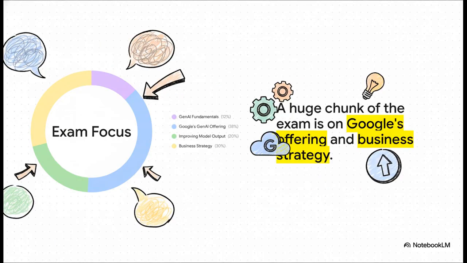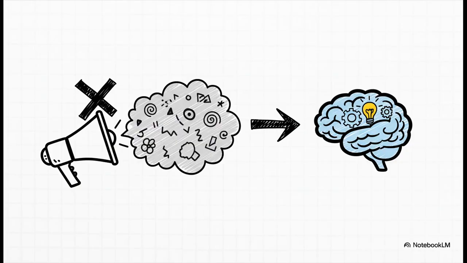This chart right here, this tells you everything. Just look at how big those slices are for Google's own Gen AI tools and for business strategy. That's where the points are. The fundamentals? Yeah, they're important, but they're a surprisingly small piece of the pie. Okay, now for a little insider tip. The official guide from Google, it's got a lot of what you might call marketing nonsense. Seriously, don't waste your time trying to memorize every single buzzword. You really just want to focus on the core functional concepts, which, by the way, we're about to get into.